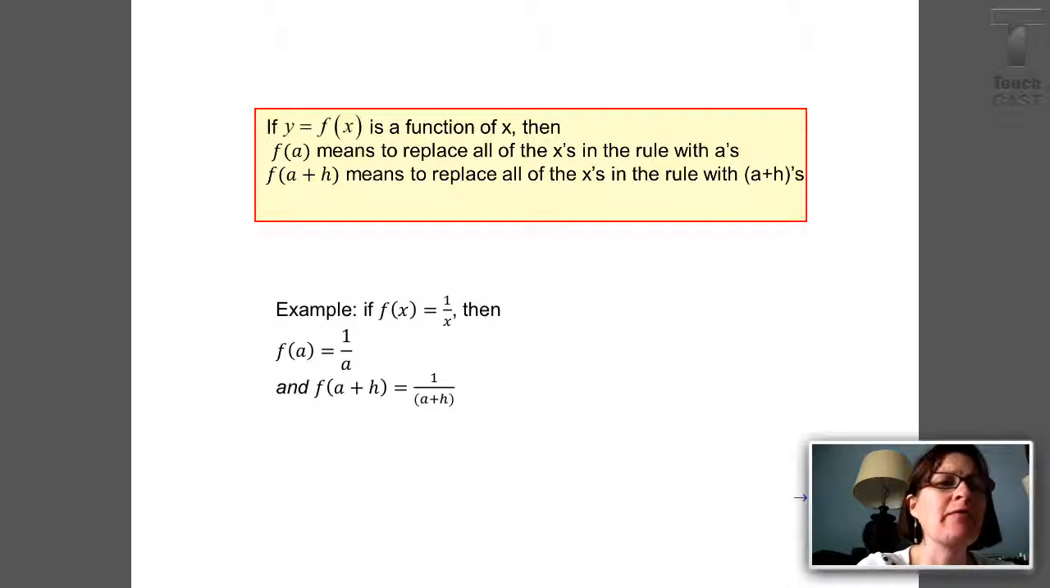So here's the first example. If f of x is 1 over x, f of a is just 1 over a. Replace the x with an a. And f of a plus h is 1 over a plus h. So pause the video now and try the rest of those practice problems right there.